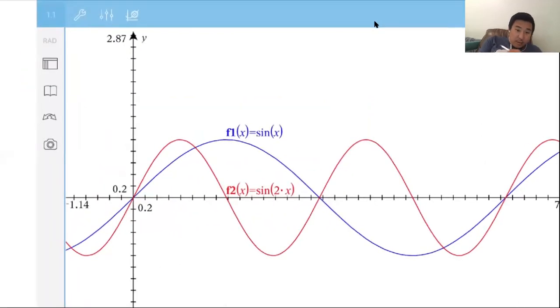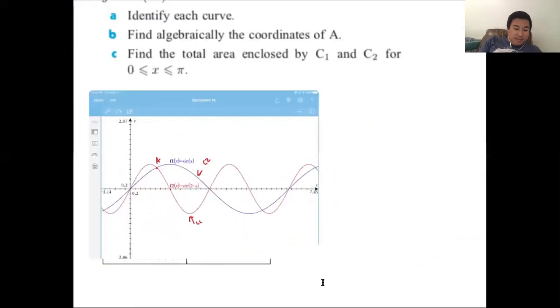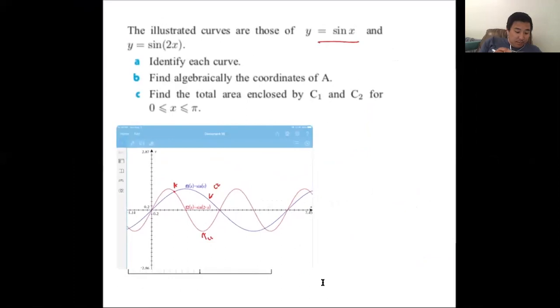A is this point. This is C1, this is C2. So to find A, we've got to set them equal to each other. Sine of x equals sine 2x. So to solve by hand, I'm going to write this as sine x cosine x, that's 2 times sine of x.